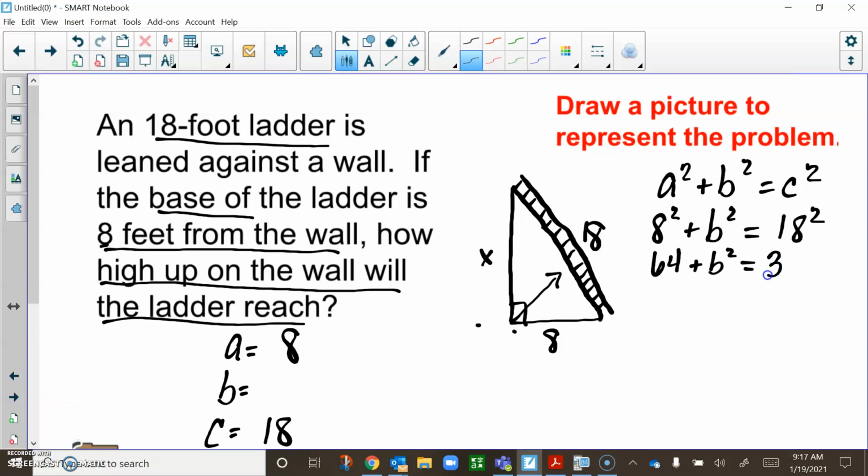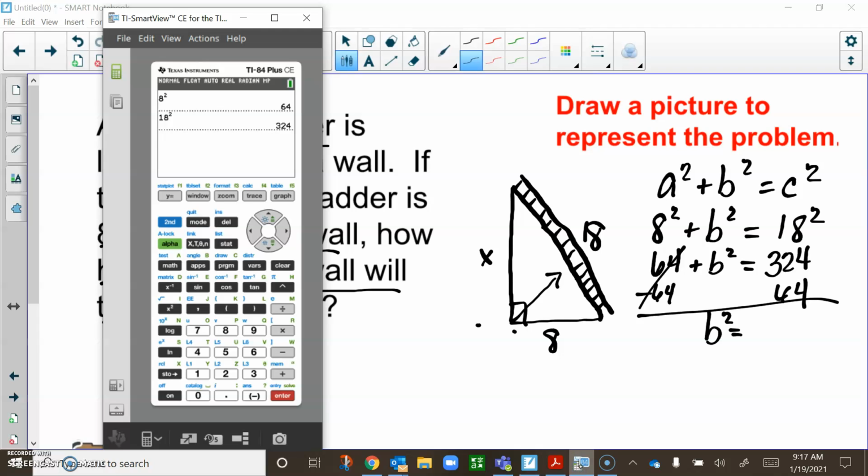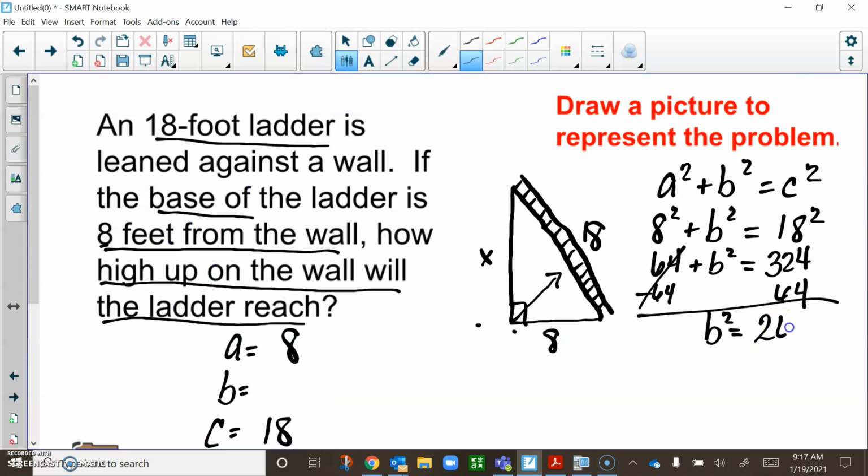So I have 324. Now I want to get B by itself, so that means I need to do inverse operations. So I'm going to subtract 64 on both sides. What I do on one side, I have to do to the other. That leaves B squared. Okay, so I'm going to do 324 minus 64. And that gives us 260. 260 is B squared.